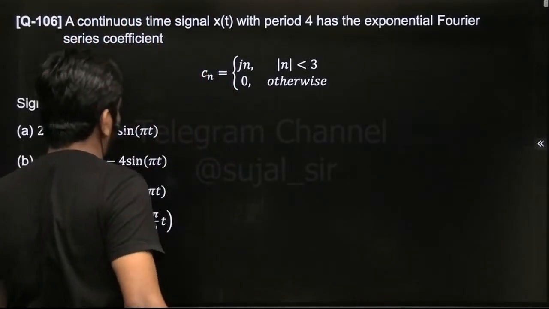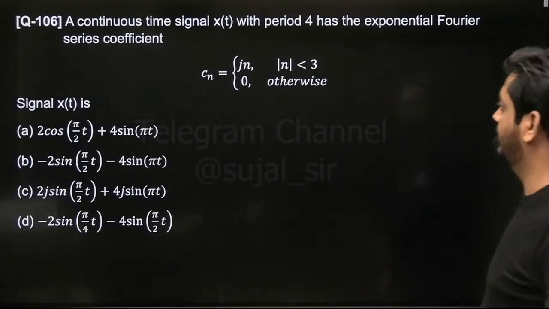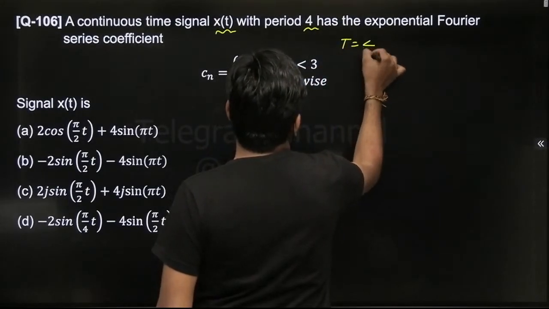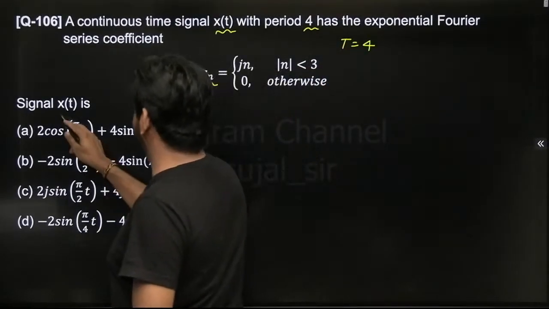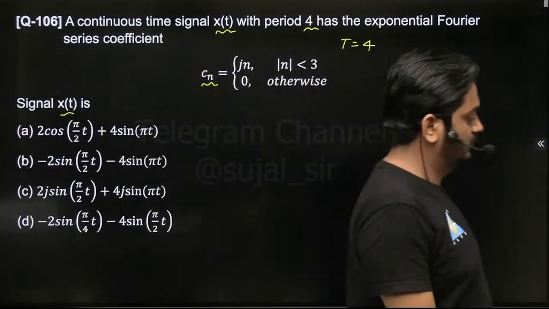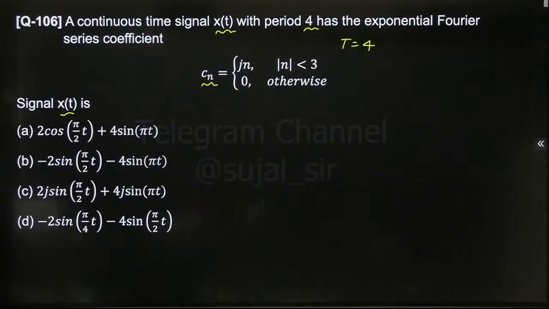Now question number 106. A continuous time signal x of t with period 4 has the exponential Fourier series. The fundamental time period is 4, Cn is given, and they are asking for x of t. This is also a very interesting question. Questions 104 and 105 we will see later, don't worry. Similarly, 34 and 35 we will also see. Four questions are left.